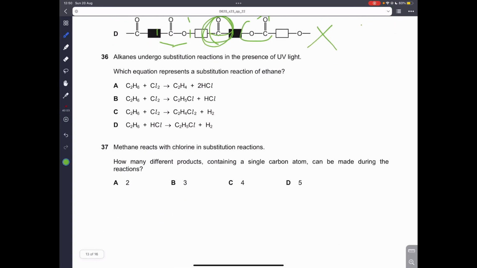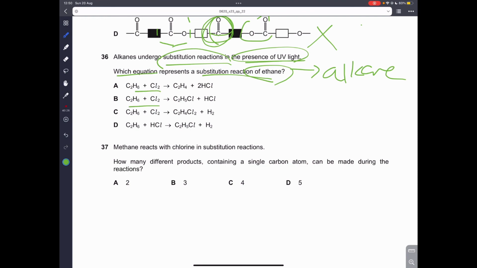Question 36. Alkanes undergo substitution reactions in the presence of UV light. Which equation represents a substitution reaction of ethane? Now, we have to know that ethane is an alkane. An alkane will undergo substitution reactions in the presence of UV light, and if you add chlorine to them, one hydrogen atom is going to be gone and one chlorine atom is going to go into the molecule. So basically it is substituting the hydrogen atom with the chlorine atom.